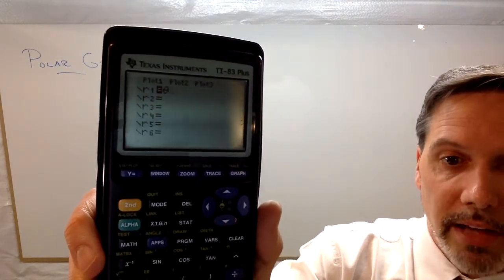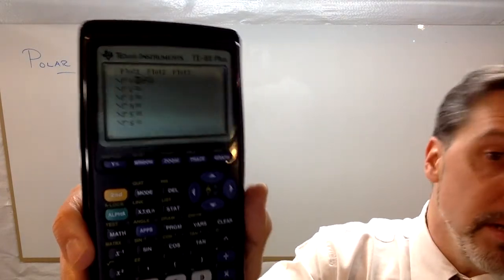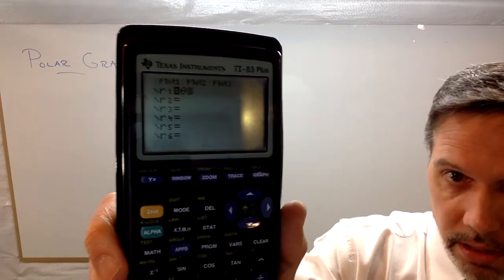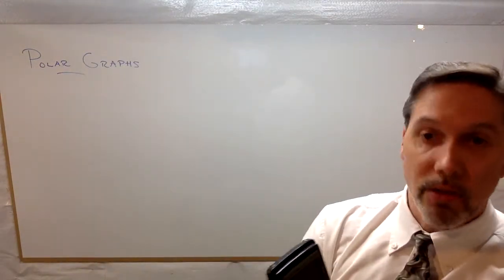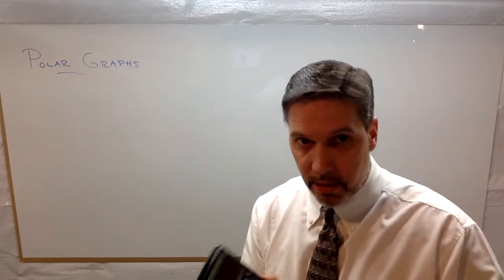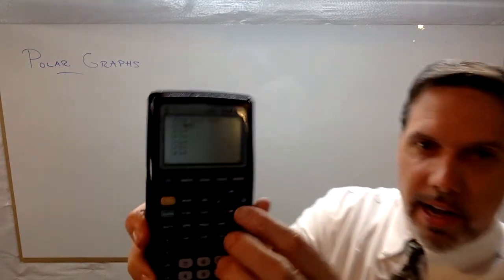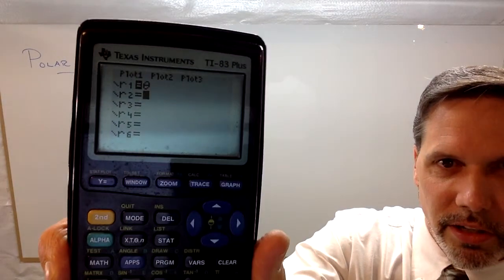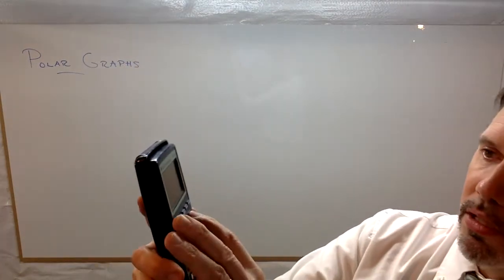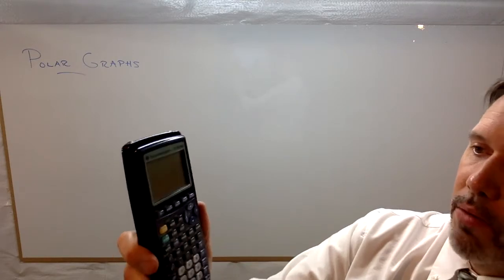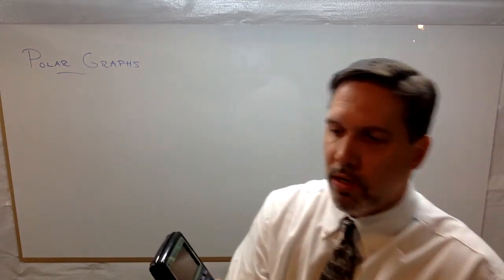Why was that button called x, comma t, comma theta, comma n? Because it depends on what mode you're in. Well, we're in polar mode now, so everything's in terms of r and theta. Your variable will be the theta. Okay, so let's clear that out of there. Don't want that function there. So clear out, clear out. There we go. Next thing, go to window.